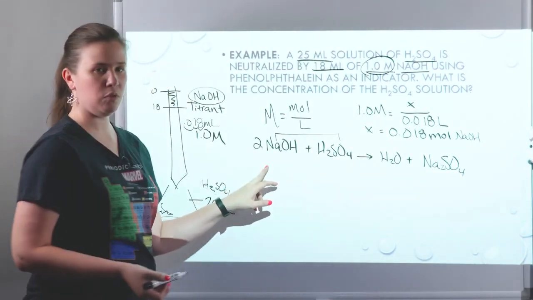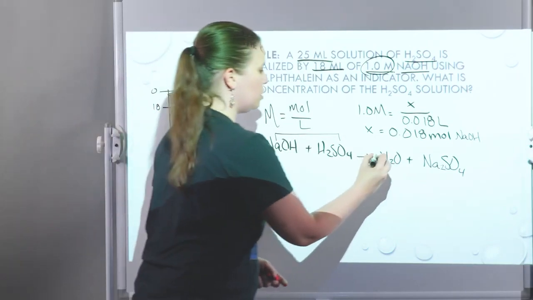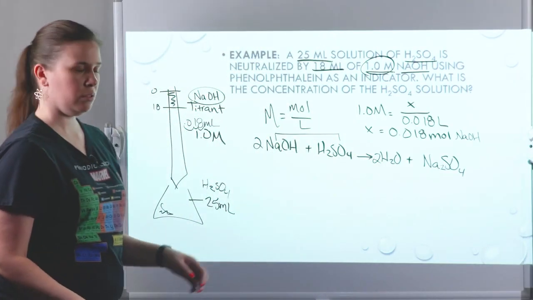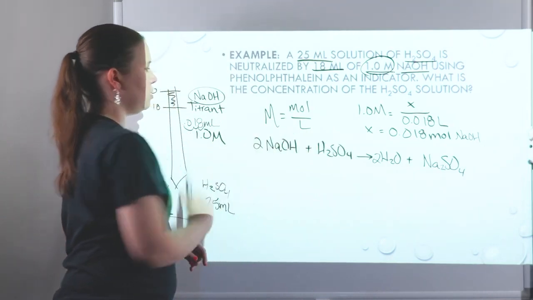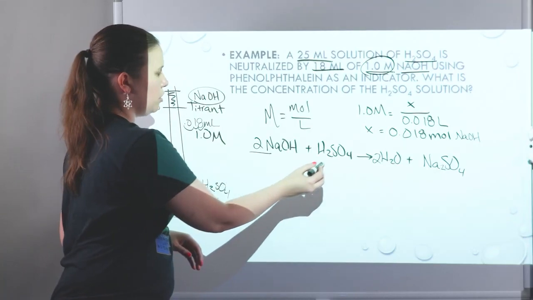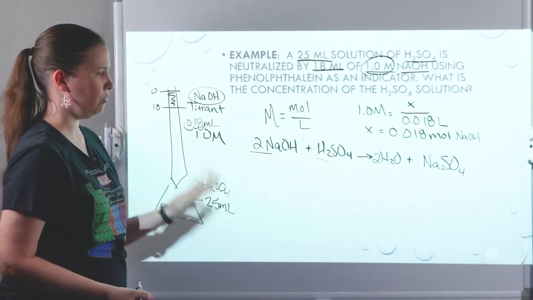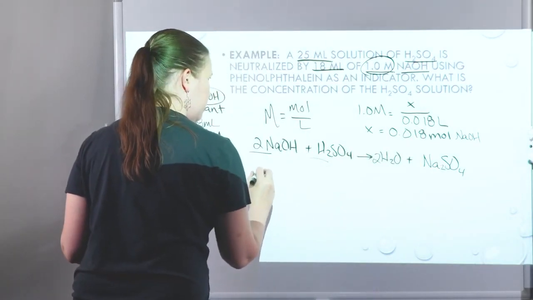need 2 sodiums with my sodium hydroxide. Now I have 2 hydroxides and 2 hydrogens, so that's going to be 2 waters. So now I have my balanced equation for this Arrhenius neutralization. This is going to give me the moles of the sodium hydroxide to the moles of the sulfuric acid. So let's start with our moles of sodium hydroxide.